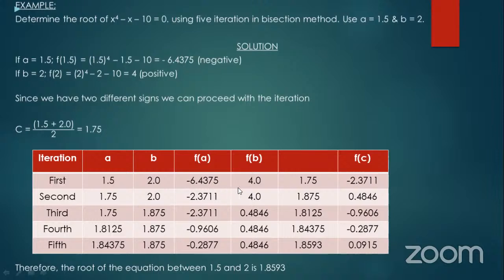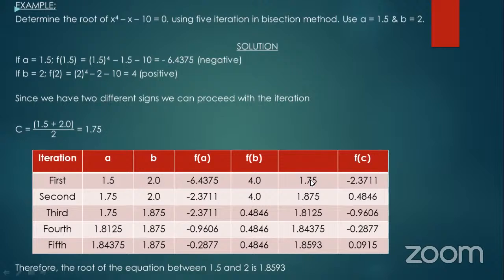So the function of B is 4. Why is this place C? There's a mistake here. This place is C. So our C is A plus B all over 2. So our midpoint is 1.75.